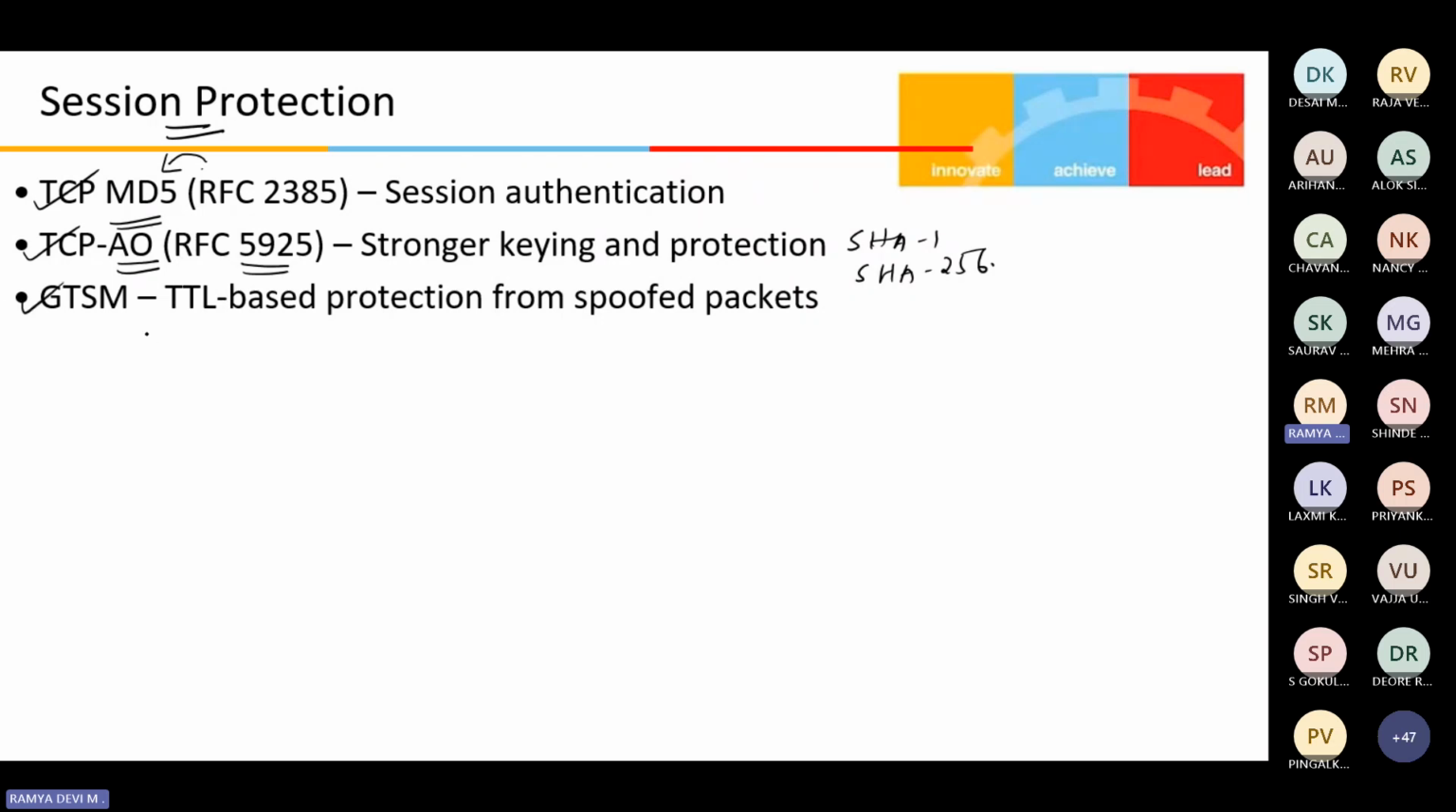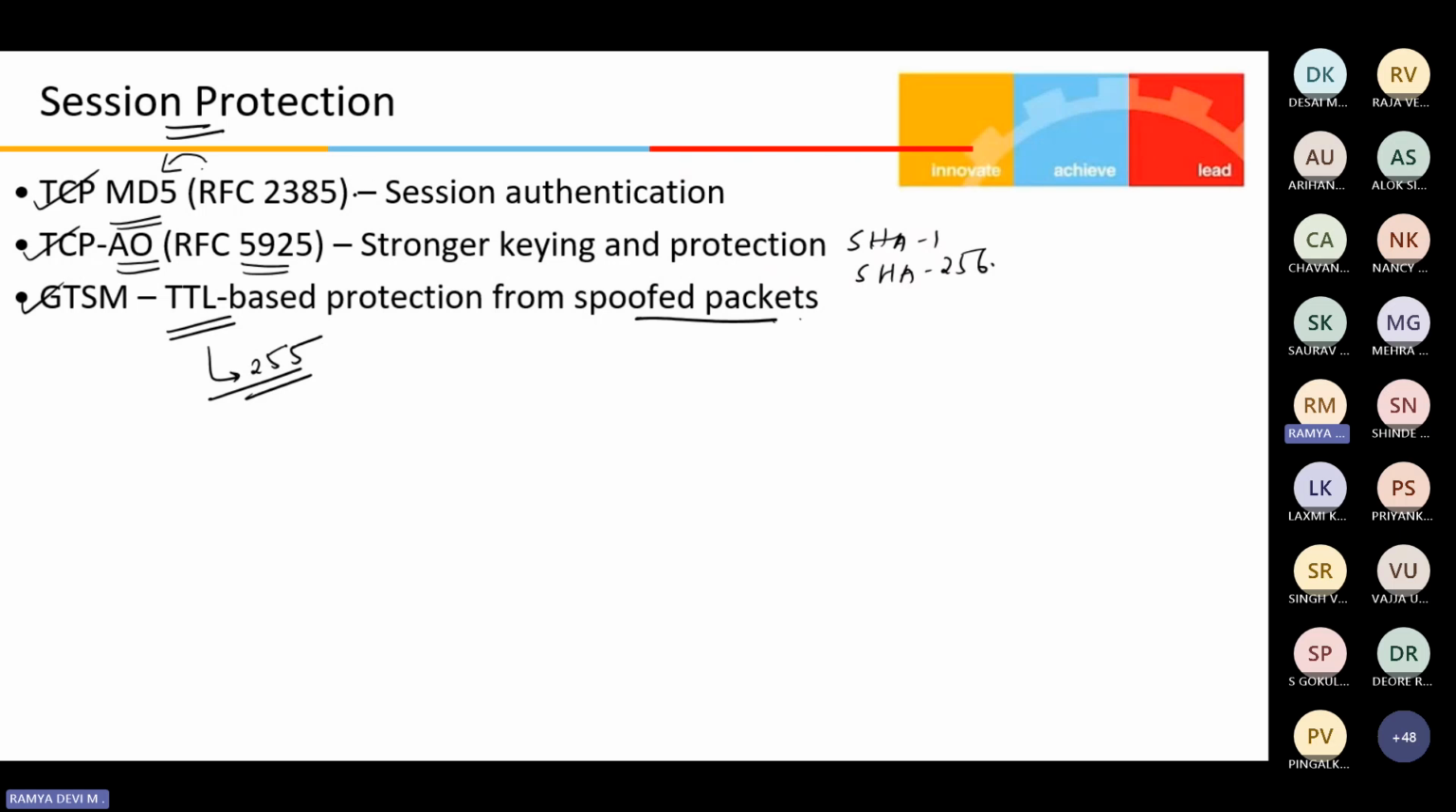And the third alternative is generalized TTL security mechanism, that is GTSM. So this will try to protect the BGP sessions against the spoofed packets sent from the distant sources. So this will work by setting the TTL. TTL will be set to 255 in BGP packets. So the receiver only accepts packets with the TTL set to 255. So since spoofed packets will originate far away, their TTL will decrease before reaching the router, and definitely it will be dropped.